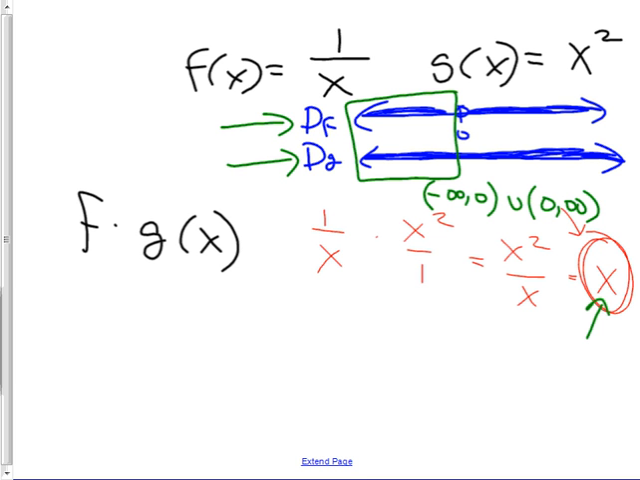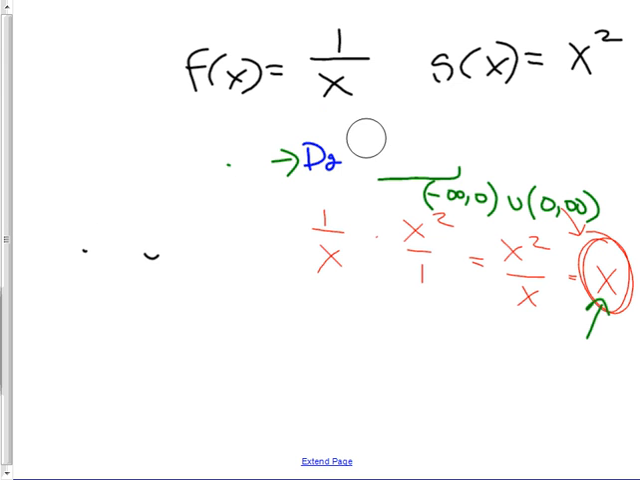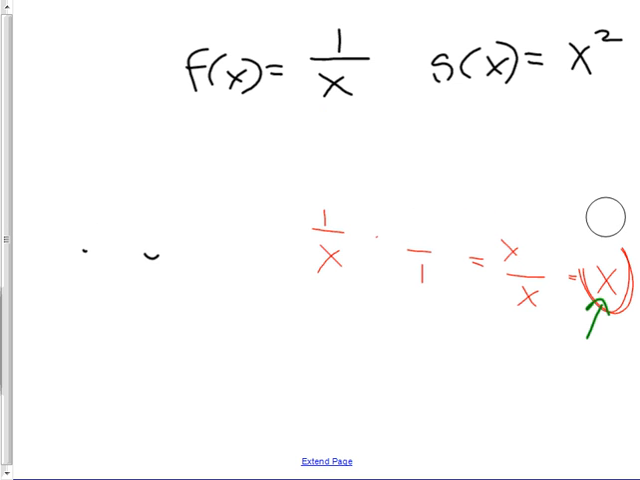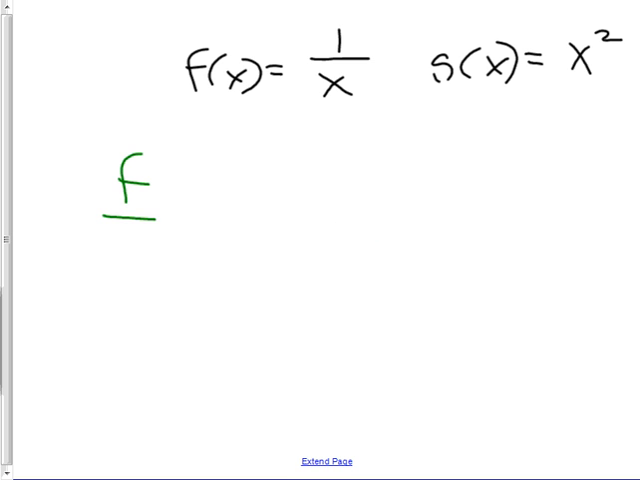As f over g. All right, I'd like you to do f over g of x and tell me what its domain is. It'll be totally different. I'll pause for a second while you try that one. Here we go. F over g.